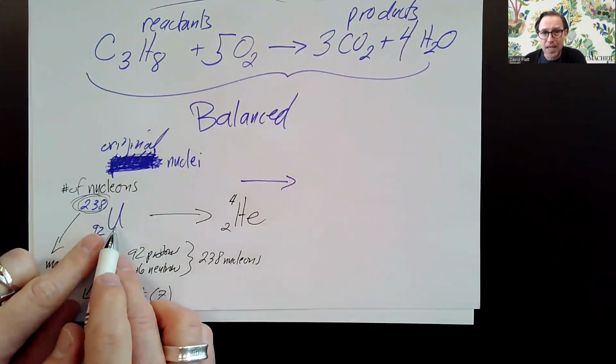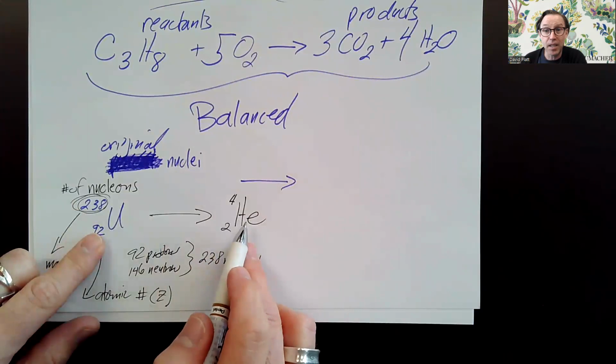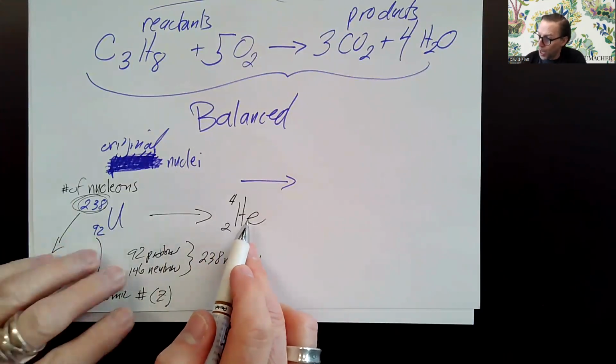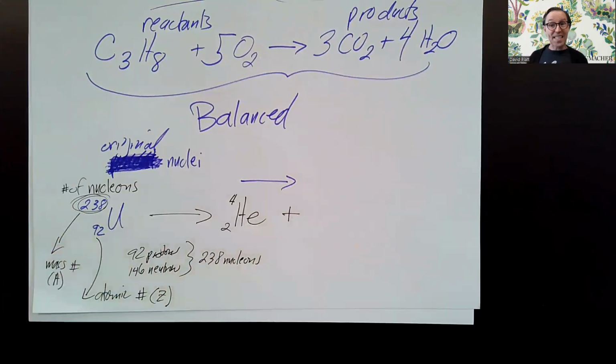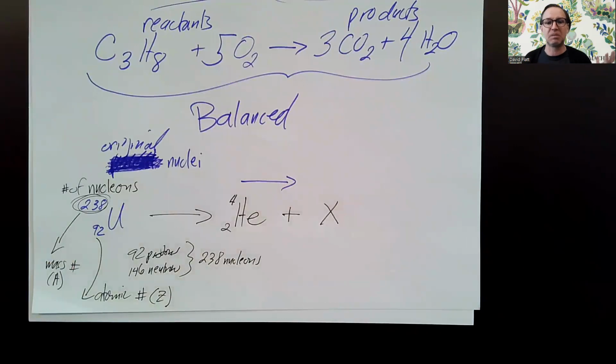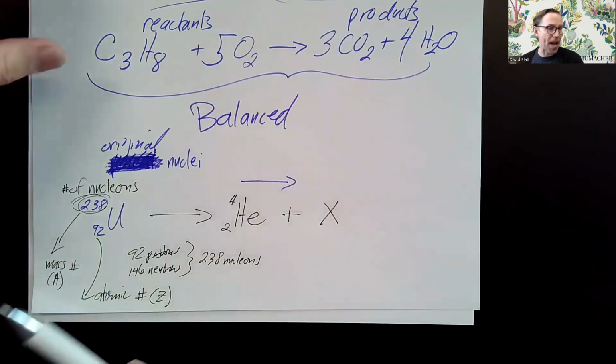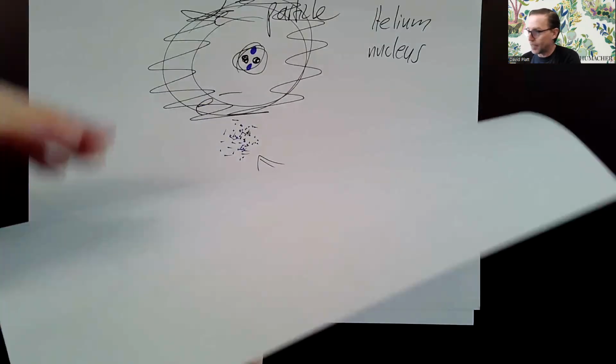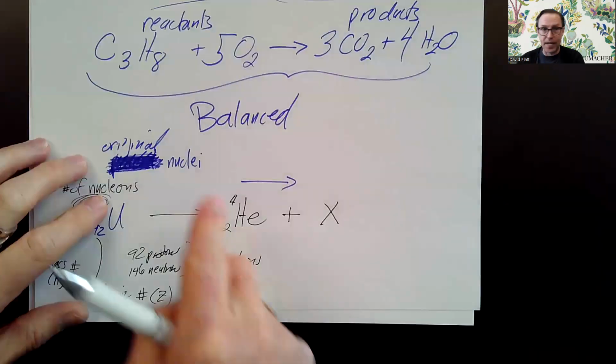Now, when the uranium-238 emits a helium nucleus, an alpha particle, the question is, what's left? So sometimes we'll say, well, there's something we don't know, X. What is X? Well, now we're going to go back to this example I showed you right here.